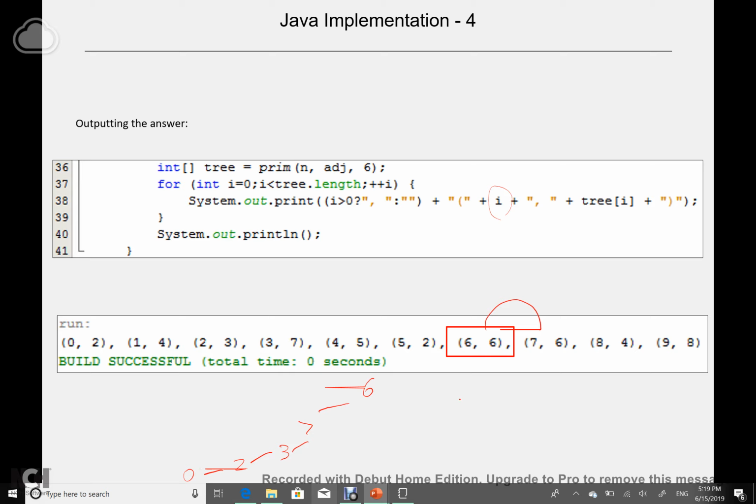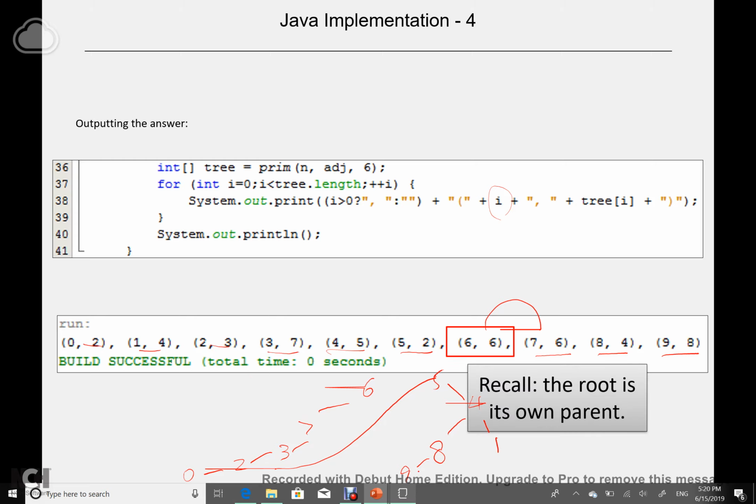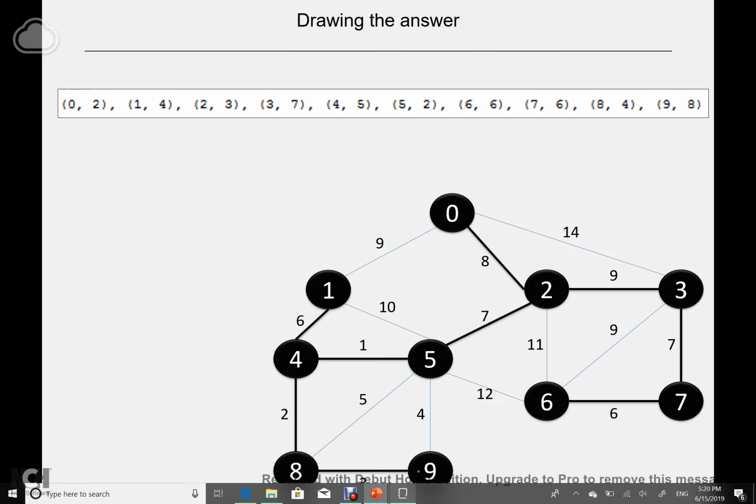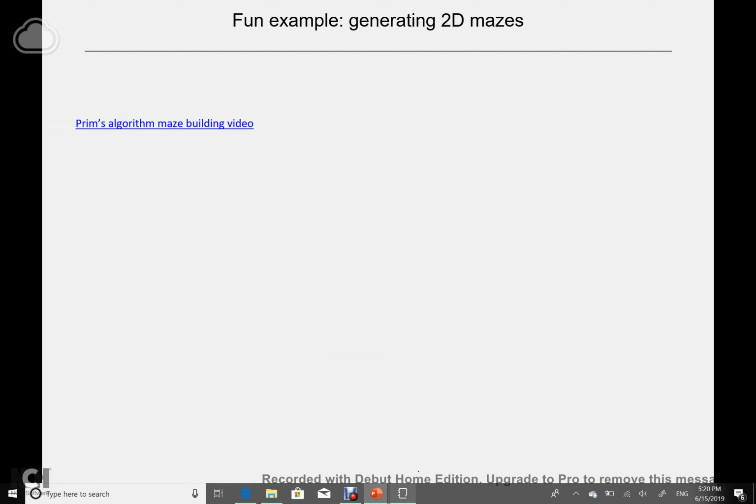4 is the parent of 1. 8 is the parent of 9. So this one we consider. And now 4: 5 is the parent of 4. Right? And 2 is the parent of 5. Right? So you can see here this one. And 7 is the parent of 3. This one we also consider. In this case, we build the tree structure. Okay, record the root as its own parent. Okay, very nice. So this is the result of the minimum spanning tree.